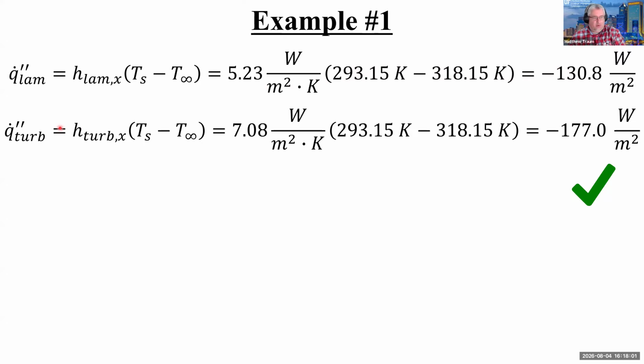I do the same thing for turbulent flow. Here's my convection coefficient from the previous part. Here's my temperature difference. I get minus 177, right? Minus 177 watts per meter squared heat transfer at that spot. And again, we expect this number to be bigger than this number because turbulent flow, all of the things being equal, should give a higher heat transfer coefficient and hence higher heat transfer than laminar flow for the same temperature gradient. So that checks out, and these solutions check with what's in the book.